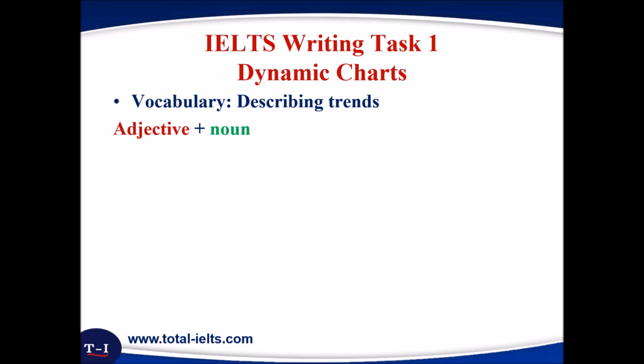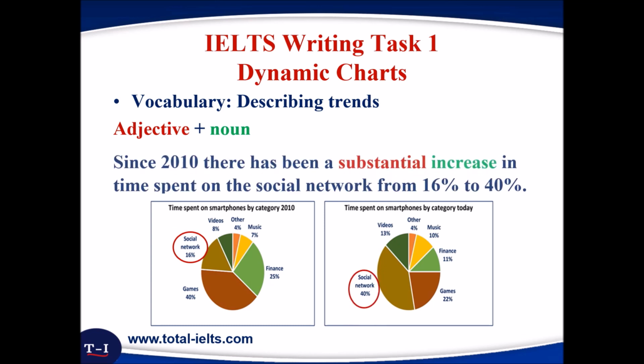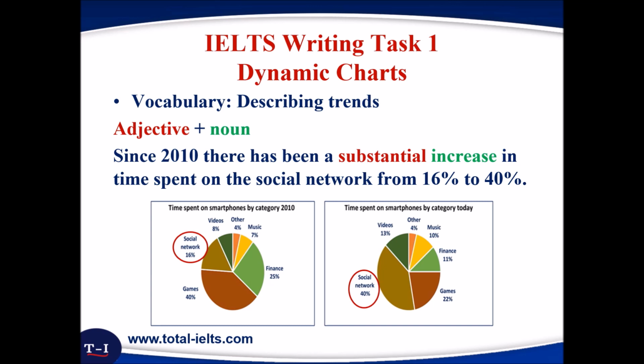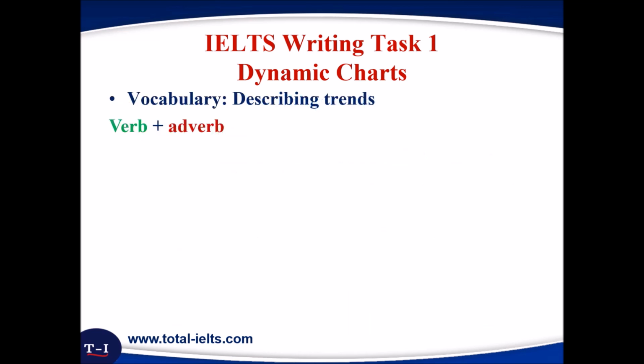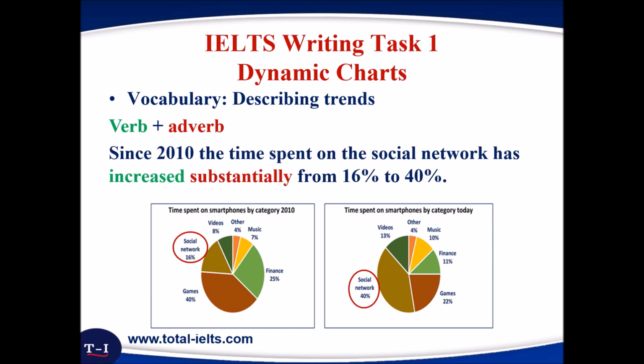For vocabulary, study and practice using vocabulary to describe trends. For example, adjective plus noun combination. Here, let's look at the social network. Since 2010, there has been a substantial increase in the time spent on the social network, from 16% to 40%. Also use a verb plus adverb combination, again in the social network. Since 2010, the time spent on the social network has increased substantially from 16% to 40%.